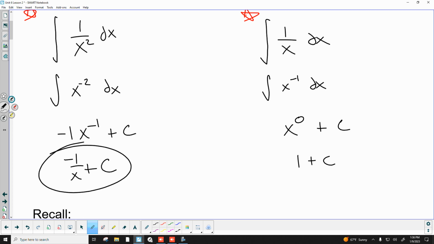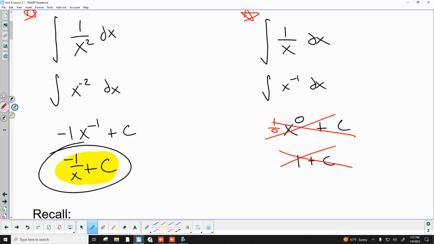But guys, what's great about antiderivatives is you can check your answers. You can take the derivative, and when you take the derivative, you should go back to where you started. If I took the derivative of negative 1 over x, I would get 1 over x squared. If I take the derivative of 1 plus c, do I get 1 over x? No. So we know this can't be right. And if you thought about a coefficient, maybe you thought about a 1 over 0, and now it's really confusing.